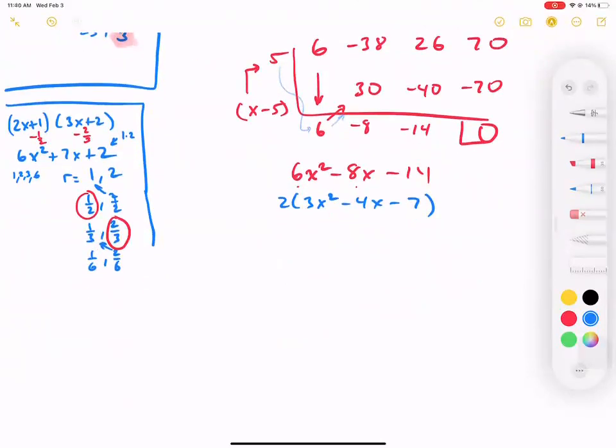Now, the way I factor is I say what numbers multiply to become 3 and what numbers multiply to become 7. That's going to be 3 and 1 and 7 and 1. Oh, good. Only one possible choice. Now, which of these combinations would subtract out to become the middle number?